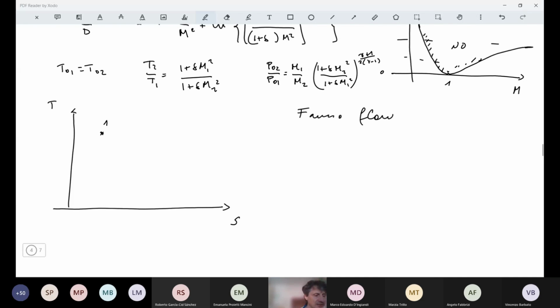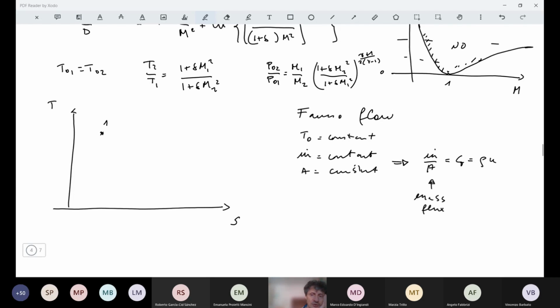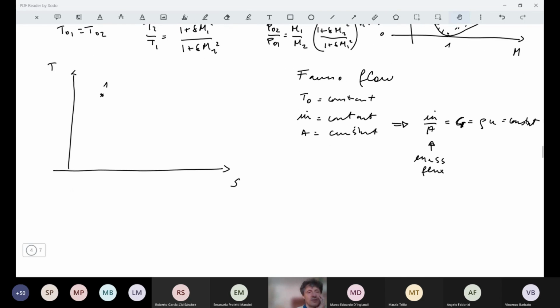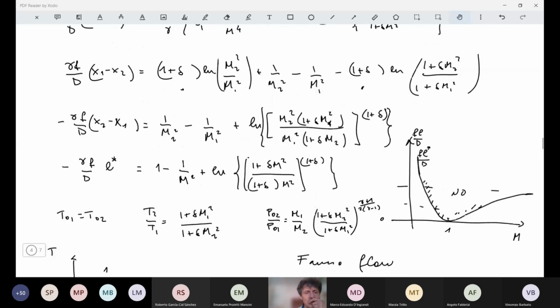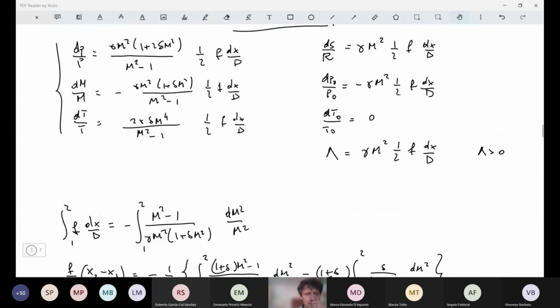In this condition, we have that our total temperature is constant. Of course, it's also true that ṁ is constant, and being A equal to constant, it also results that ṁ over A, which is the mass flux, or G, is equal to rho U is constant. This is G. So we can exploit the relation that we have seen. Let me go back here.